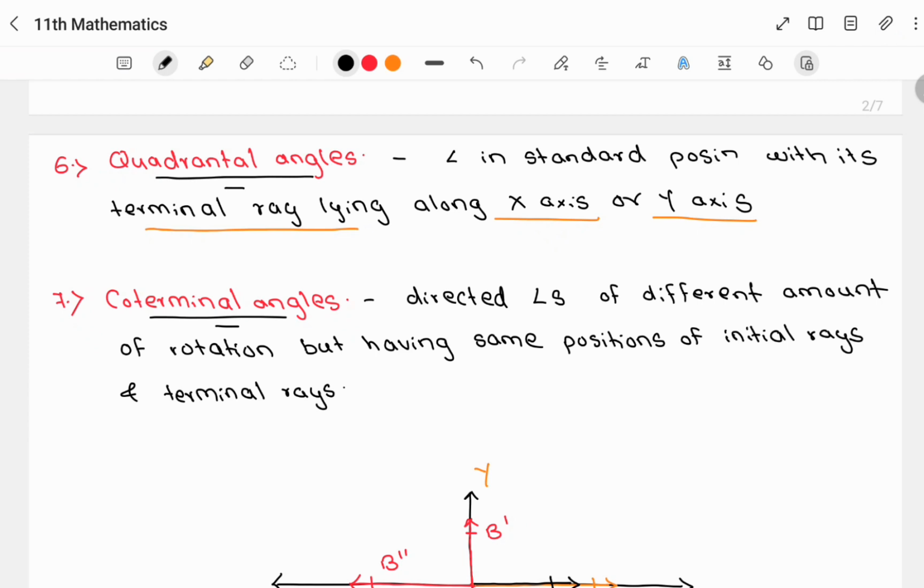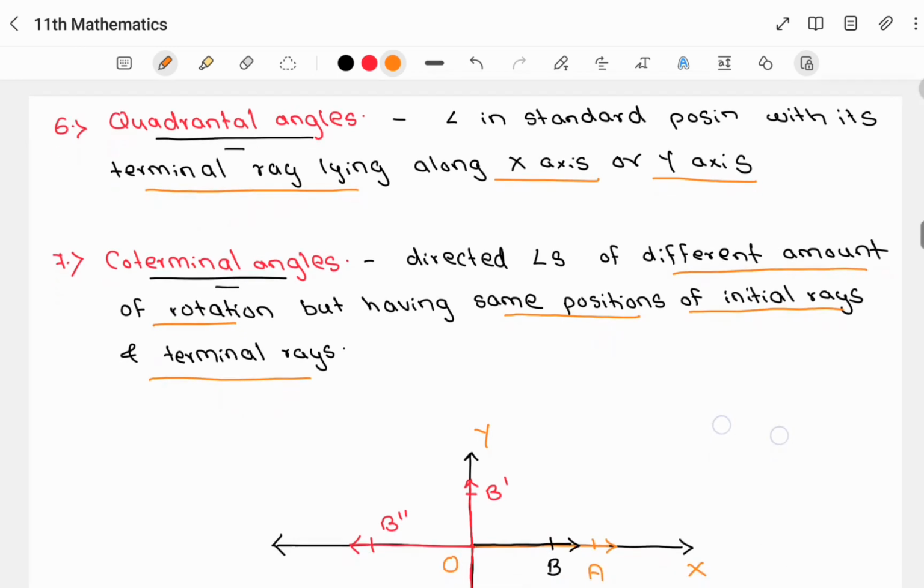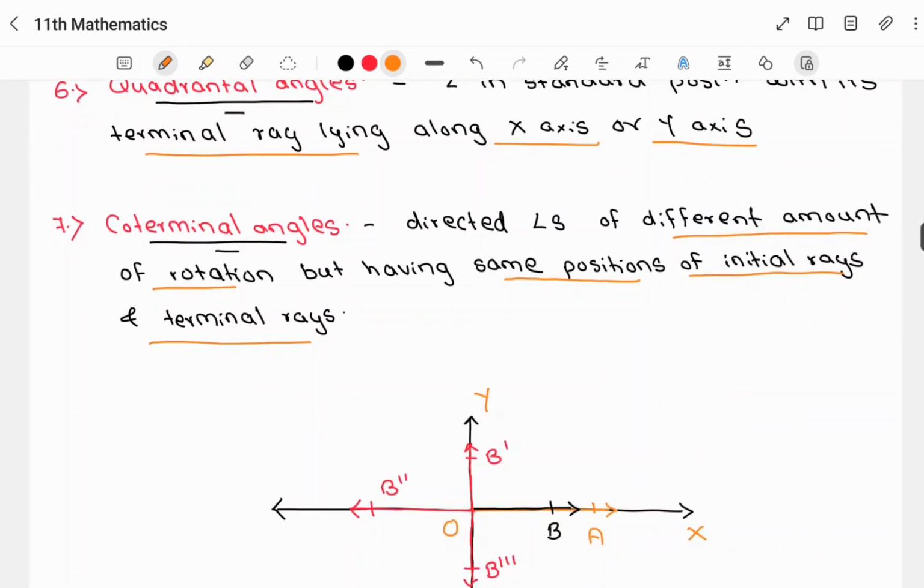Okay. So let us have a look at the definition. Coterminal angles are nothing but directed angles of different amounts of rotation. So the amount of rotation is different, but they have the same position of initial rays and terminal rays. So that was again quadrantal angles and coterminal angles.